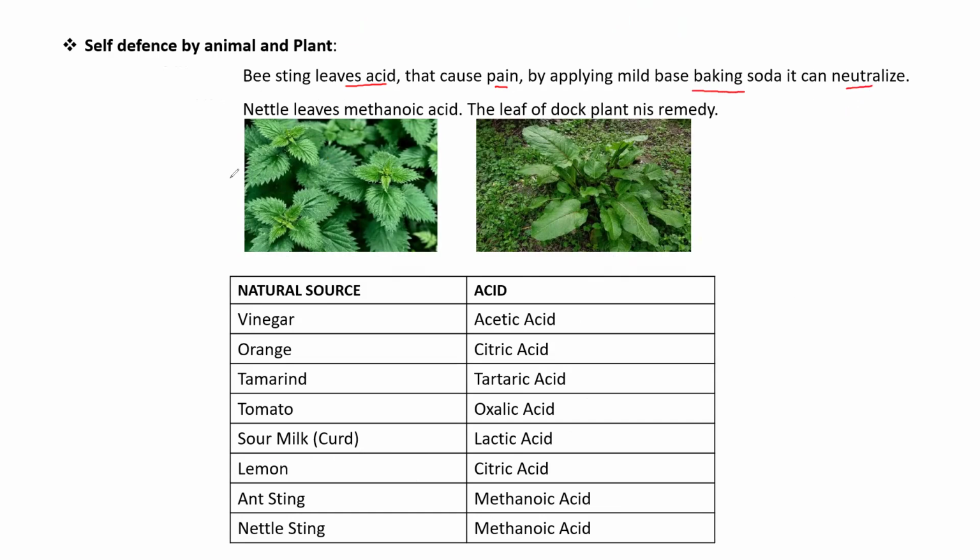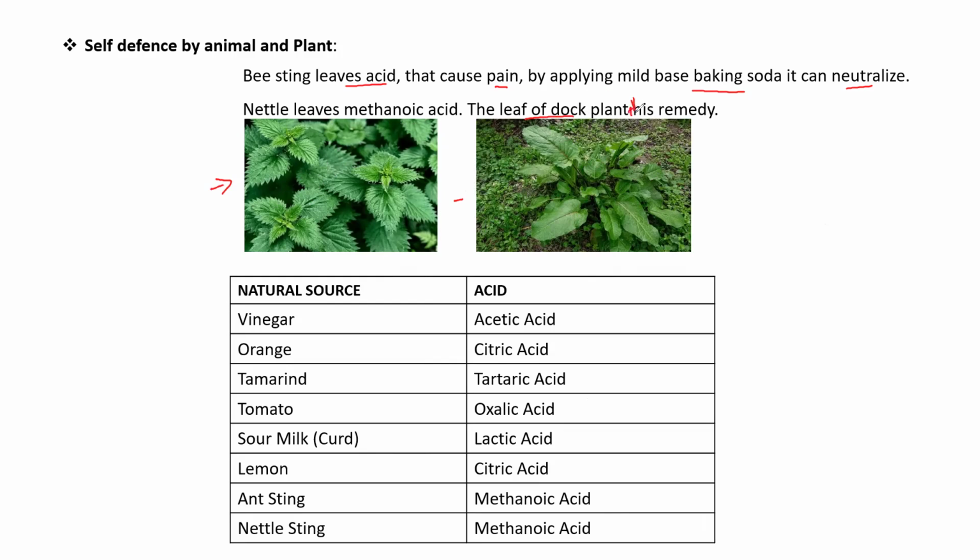And this is the nettle leaf, which is available in nature. If you touch it, we get methanoic acid, and due to that we get irritation. To neutralize this, if you apply the leaf of the dock plant, then we get relief. So these nettle leaves and dock plants are both available in nature near each other. So now here some substances are given.